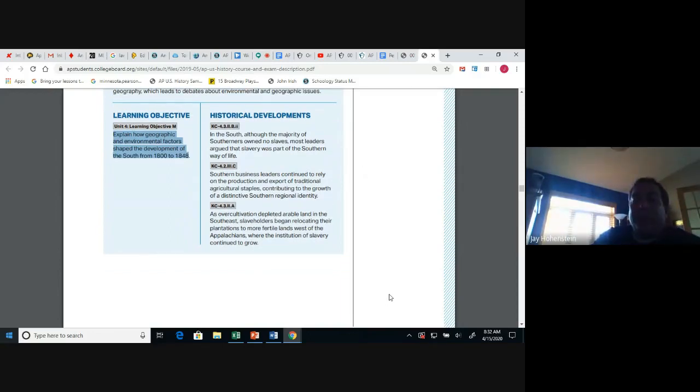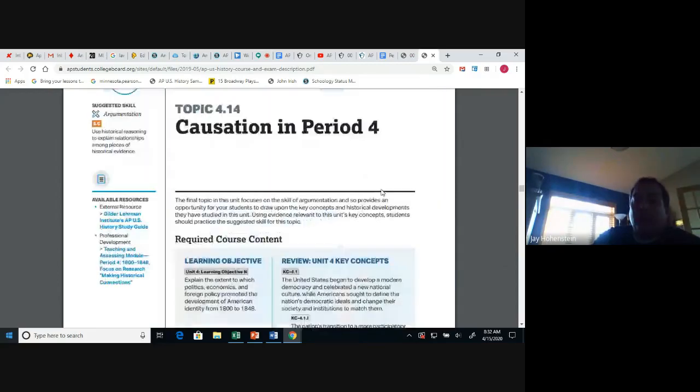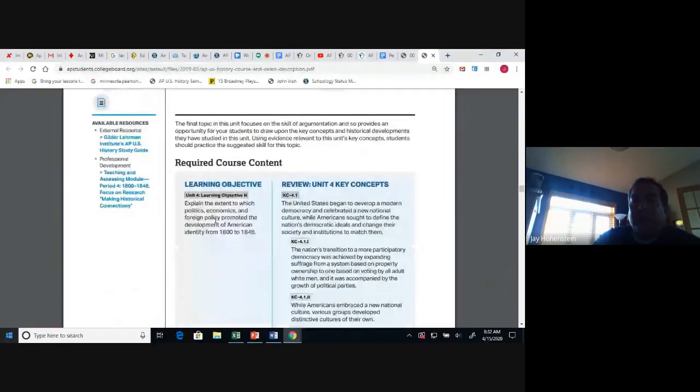So when we take a look at period 4 then, and we take a look at the causation element that we have going on during this time period, it says, explain the extent to which politics, economics, and foreign policy promoted the development of a national identity during this time period. America starts developing their modern democracy and a national culture. So we see nationalism rising a lot during this time period.